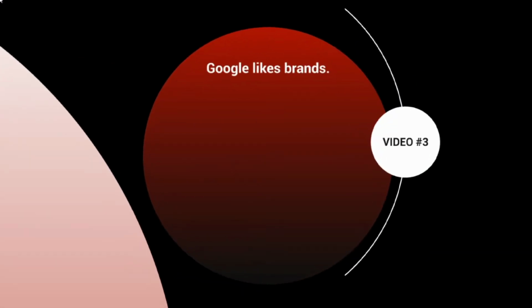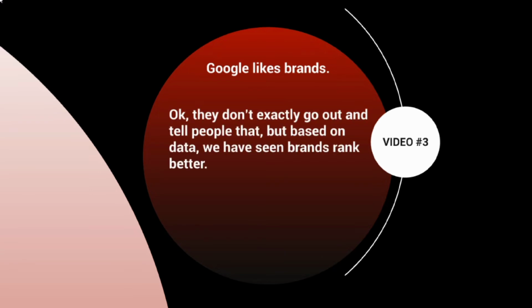Now, we don't know exactly whether this is true or not, but based on the data that we have seen, and based on the data that has worked not only for us but for many others, Google likes brands. Now, it's not necessarily that they particularly like brands because brands make a lot of money or anything like that, but what we've realized are certain variables that make a brand stand out. So they don't exactly go out and tell people that they like brands, but based on the data that we've seen, we have seen brands rank better.